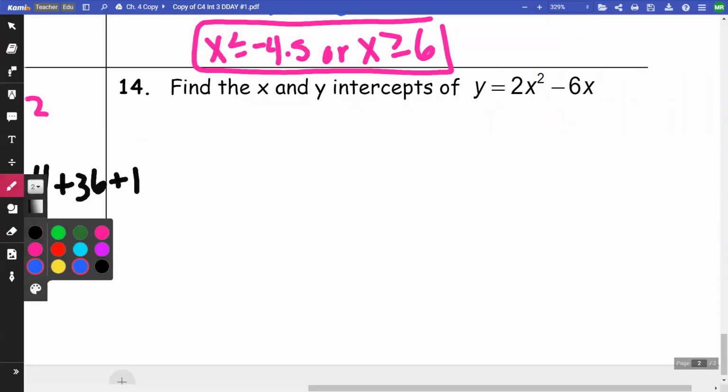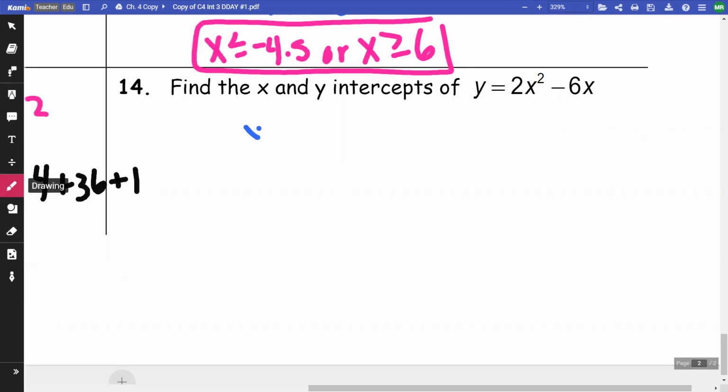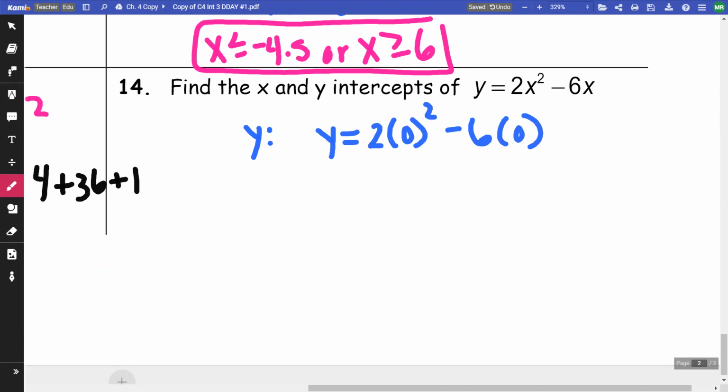So finding x and y intercepts. So let's say I do y-intercepts first. That's kind of the easier one. So I am going to put 0 in for y. I'm sorry, in for x. So when I put 0 in for x, the only letter I have left is my y. So I'm going to get y is equal to 0. That is a y-intercept.